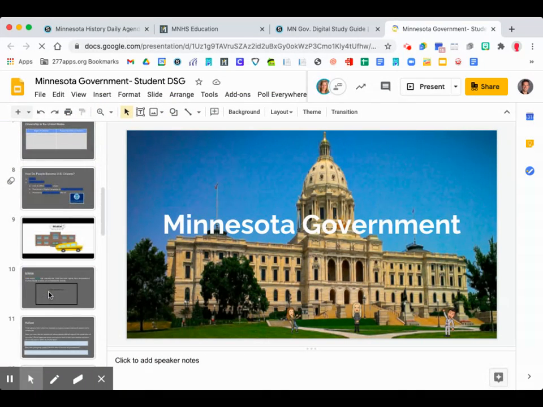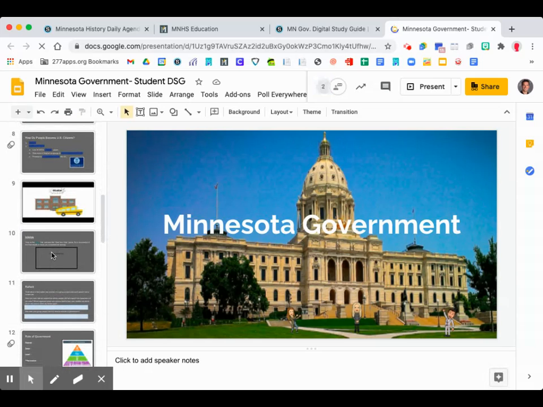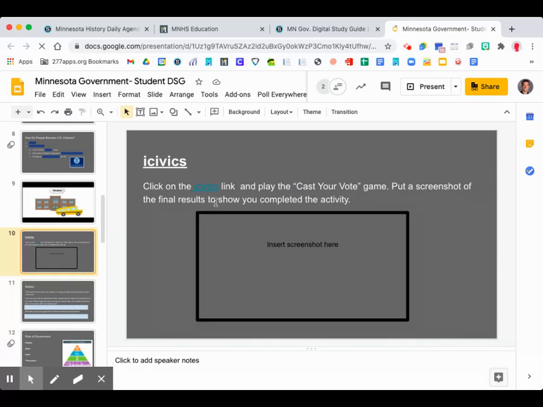Yesterday we went through the slides, including your iCivics game. Remember, if you didn't finish that and take a screenshot of the certificate at the end of the game, make sure you've done that and placed it here. Don't email it to us, please.